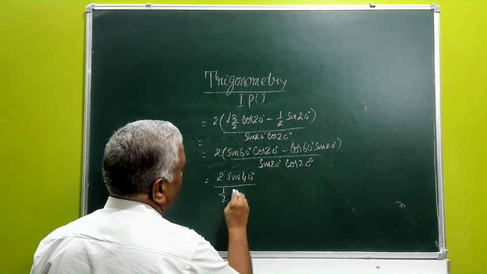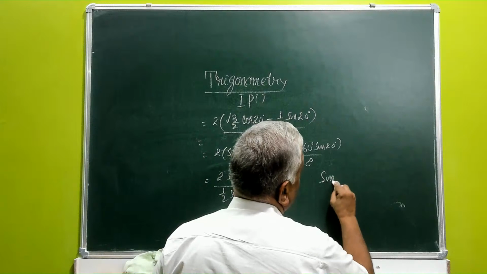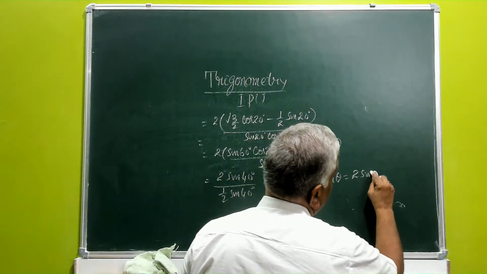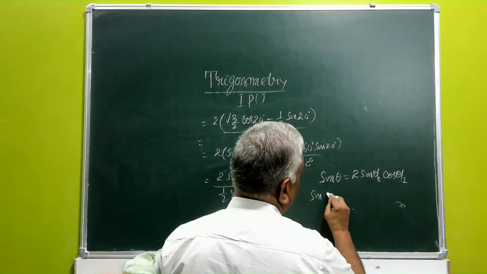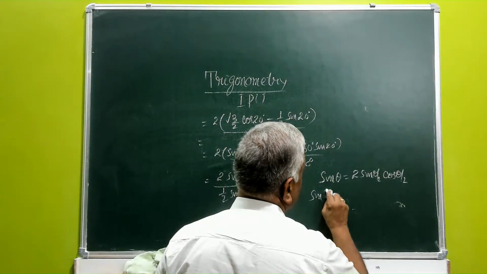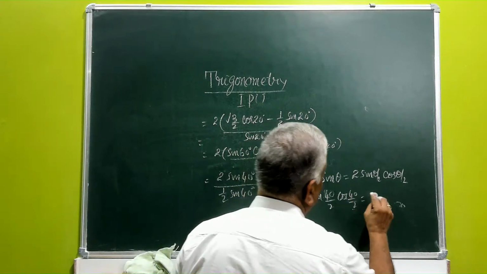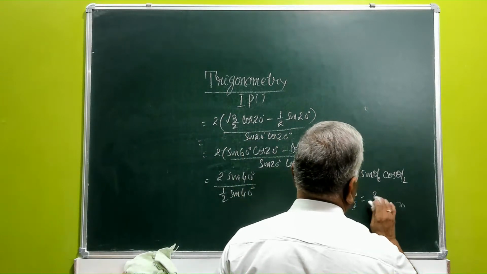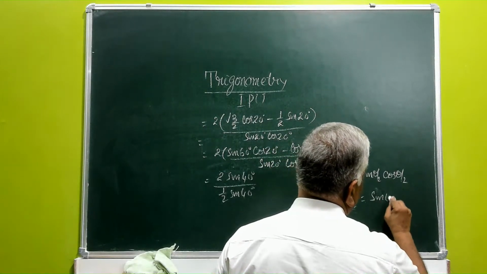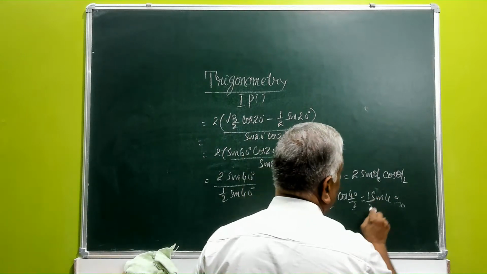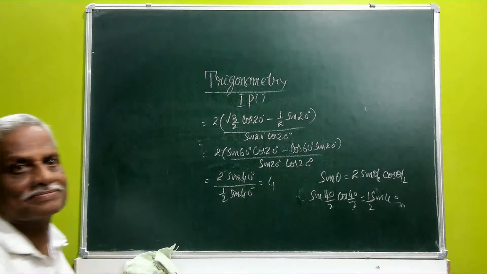And the denominator is half sin 40 degrees. How do we get that? Sin theta is 2 sin theta by 2 cos theta by 2. So sin 20 degrees is written as 2 sin 40 by 2 cos 40 by 2, which is equal to sin 40. So I am shifting these two here. So this sin 40 degrees, these will cancel, and we get the answer 4.